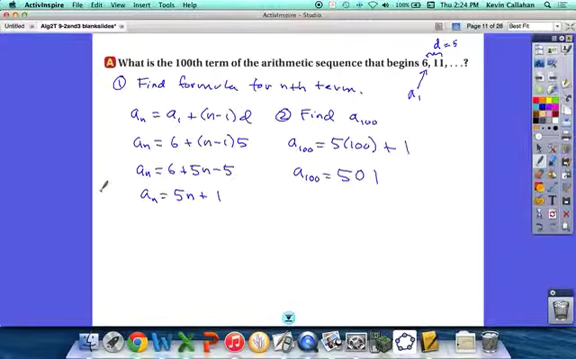What's that? This? It said find the 100th term. That's the 100th term, 501. There's nothing left to solve. What would you solve for? Do you see any variables here? I forgot that the subscript of A was the term.